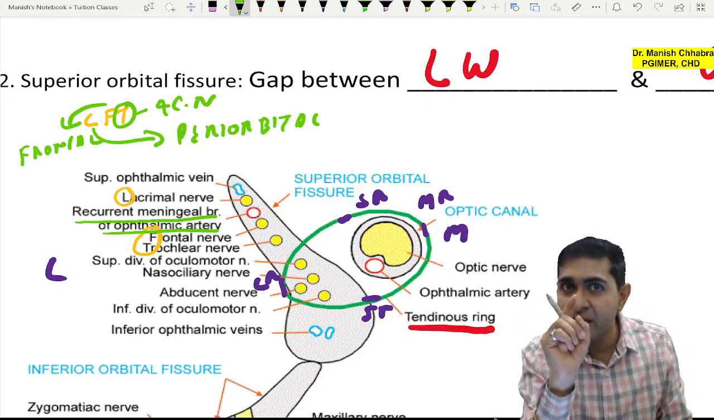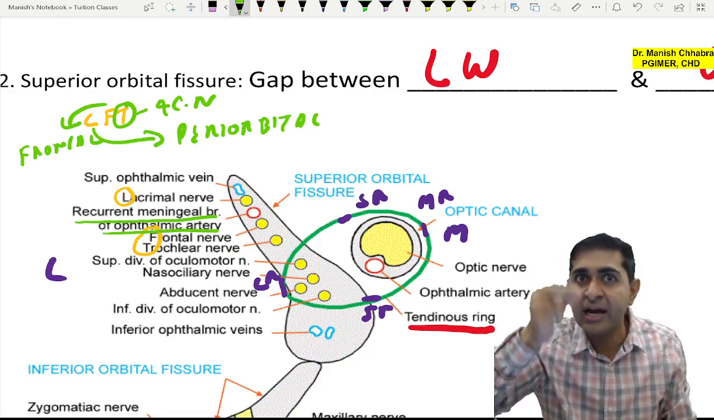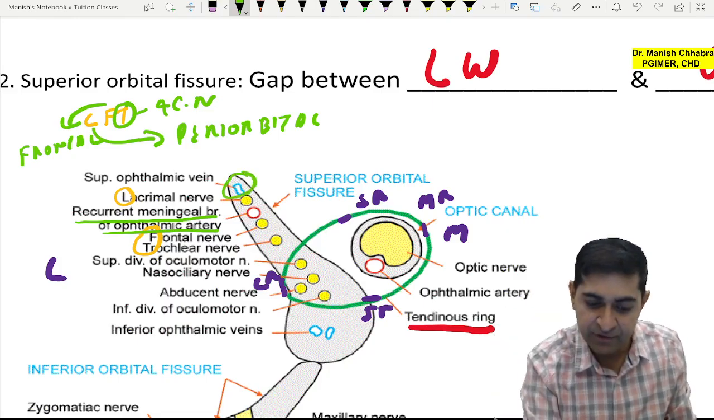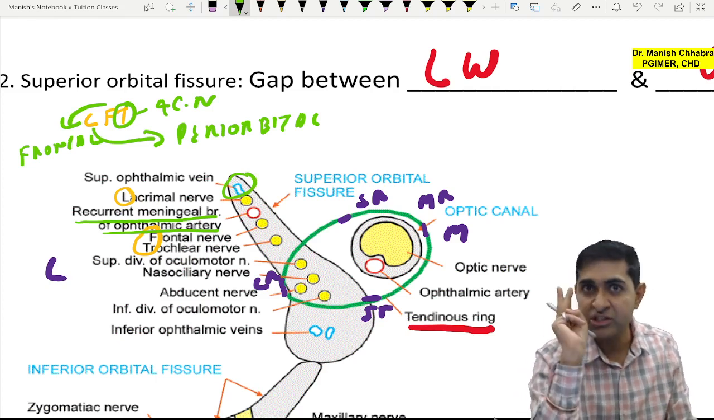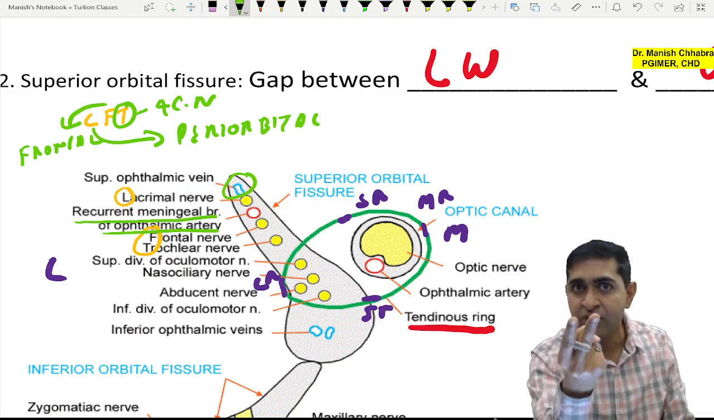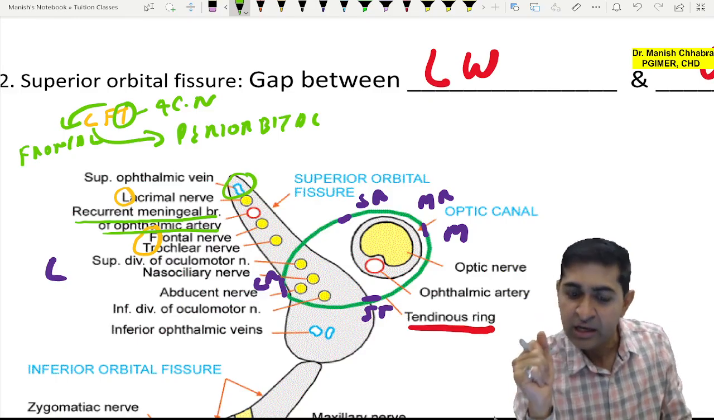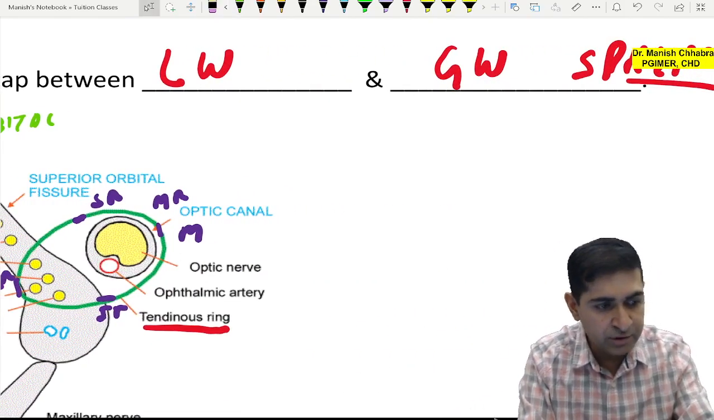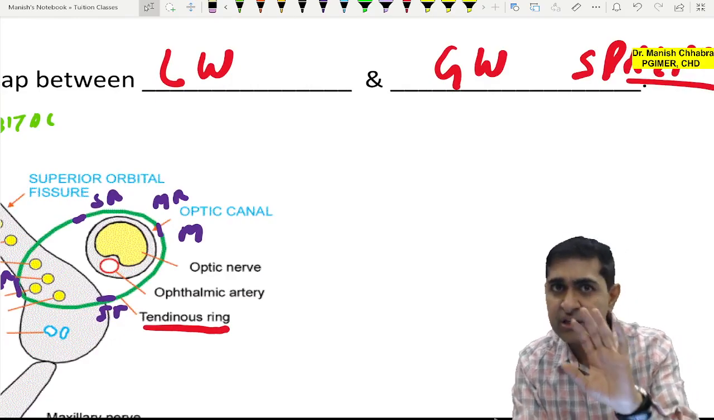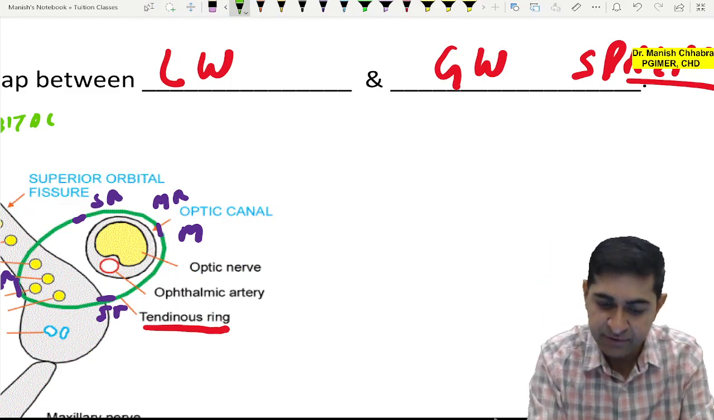And there is the vein which is passing through the superior part of superior orbital fissure, and that is your superior ophthalmic vein. So these are the structures that pass, out of which three structures enter inside the orbit, while two structures come outside of the orbit. Understood? Now let's write about LFT. We have told you recurrent meningeal artery, and also about the superior ophthalmic vein.